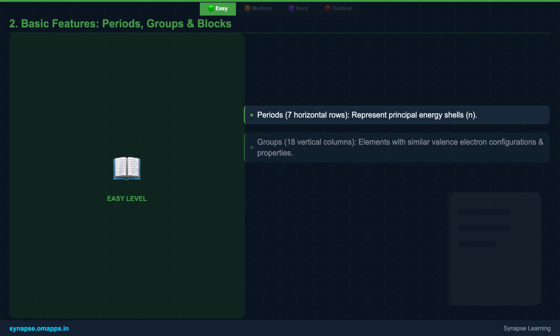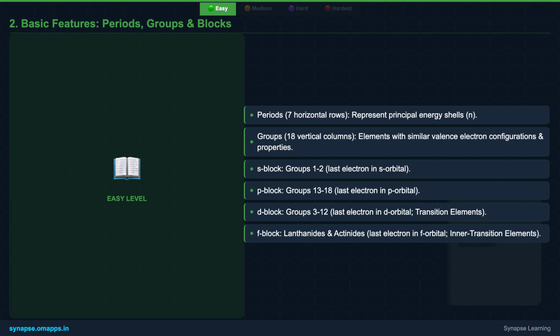The periodic table is structured into horizontal rows called periods and vertical columns known as groups. There are 7 periods, each representing the principal quantum number of the outermost electron shell. Elements in a period have the same number of electron shells. On the other hand, there are 18 groups. Elements within the same group generally share similar valence electron configurations, leading to similar chemical properties. Elements are also classified into S, P, D, and F blocks based on which orbital the last electron enters.